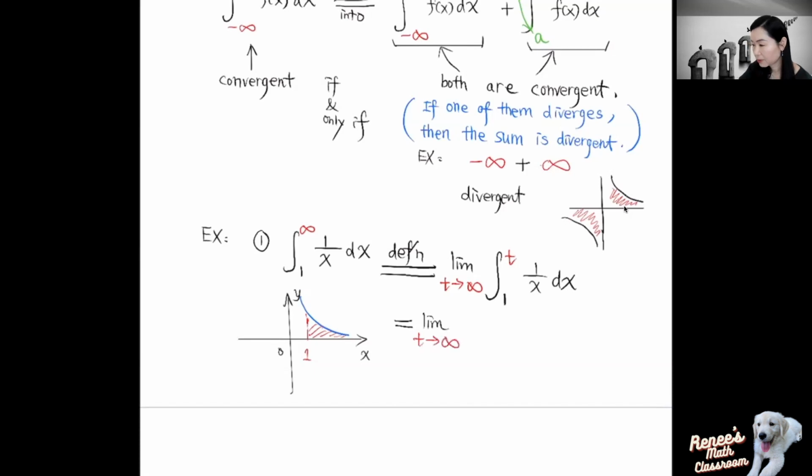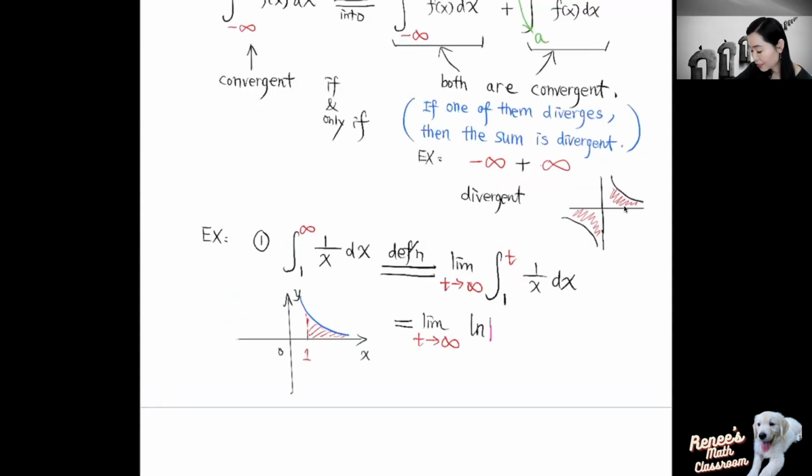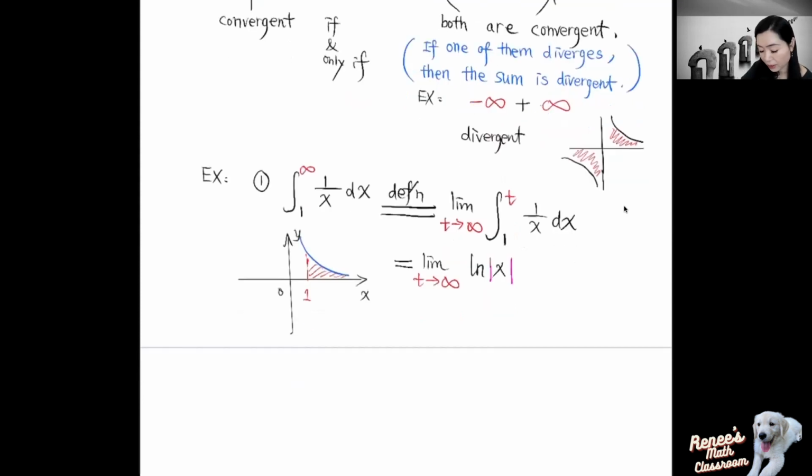1 over x with respect to x. That is... is it natural log? Yes, ln x. Good. Natural log of absolute value of x, right? You got it. Good job. And then x over here goes from 1 to t.